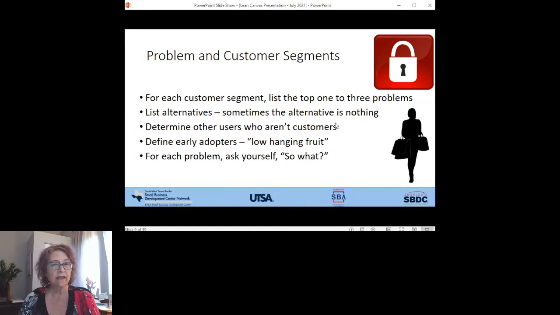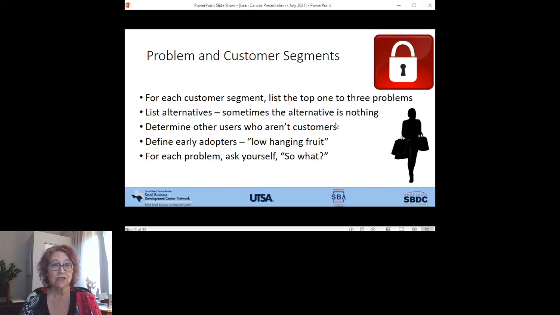You may have a really good idea of the problem, and then you try to figure out exactly who the customer is going to be for that problem. And while you're thinking about the customer, you think about another customer that may have a slightly different problem, or another problem that you might be able to solve. And then you start listing the alternatives to that problem. Sometimes the alternative is nothing. Sometimes people don't do anything about the problem that they have.